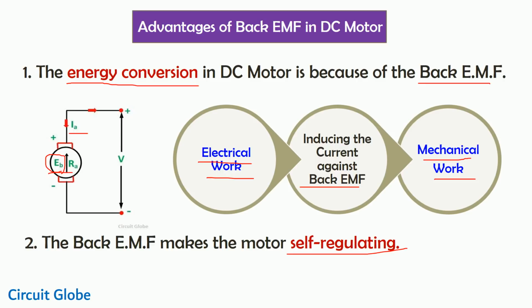The DC motor converts electrical energy into mechanical work. So here, the total electrical energy that we require for inducing the armature current against the back EMF is converted into mechanical work, and this mechanical work is used for driving the mechanical load. So here we can say the back EMF plays a major role in the energy conversion in the DC motor.